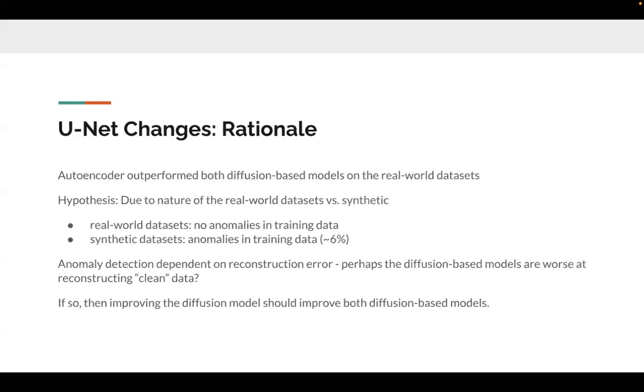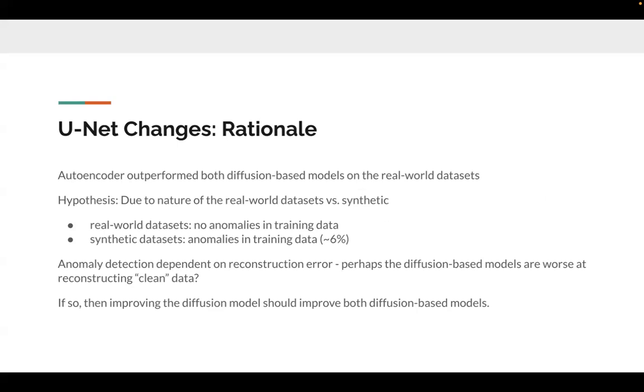All right, so the changes I made were mainly to the diffusion model. The rationale was that the autoencoder outperformed both diffusion-based models on the real-world data. And the main difference between the real-world data and the synthetic data that we used was that the real-world data had no anomalies in its training data, while the synthetic data did. So the idea is that the diffusion-based models were not reconstructing the original data series accurately enough, especially if there are no anomalies.